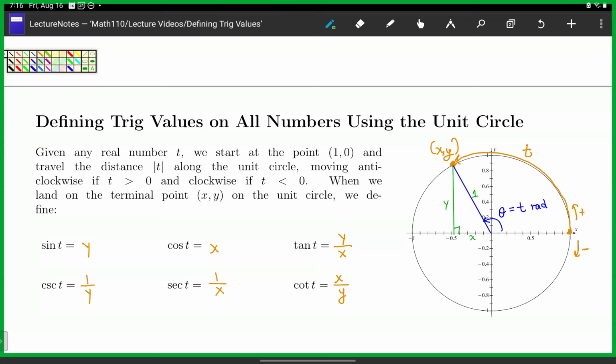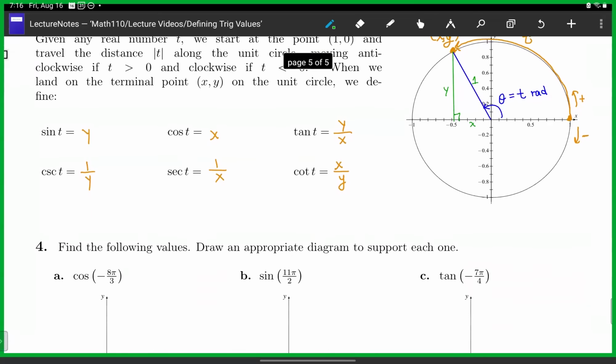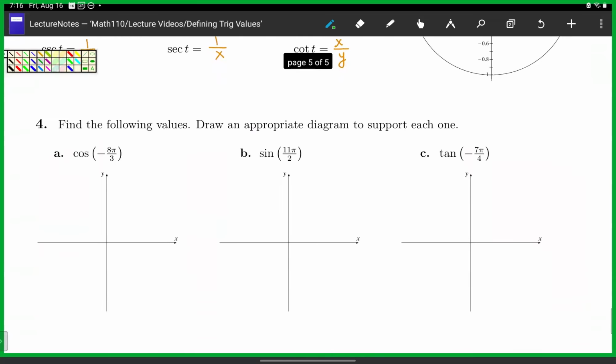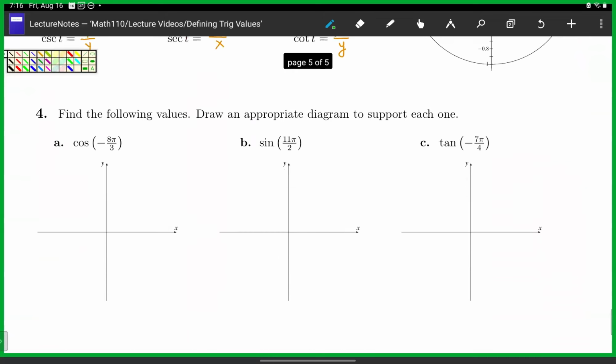And the different definitions are helpful in different contexts. So sometimes it's a little bit helpful to use one definition or a different definition. So let's see this in action. Find the following values and draw an appropriate diagram to support each one. So here, cosine of negative 8 pi over 3.